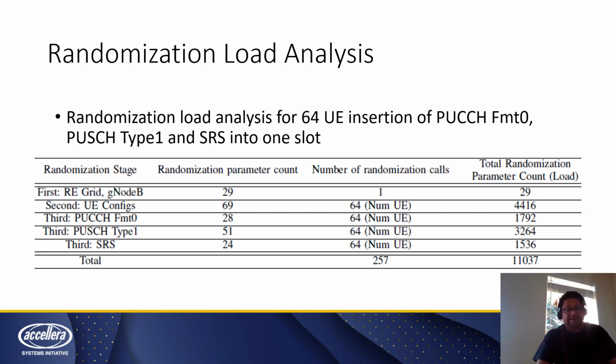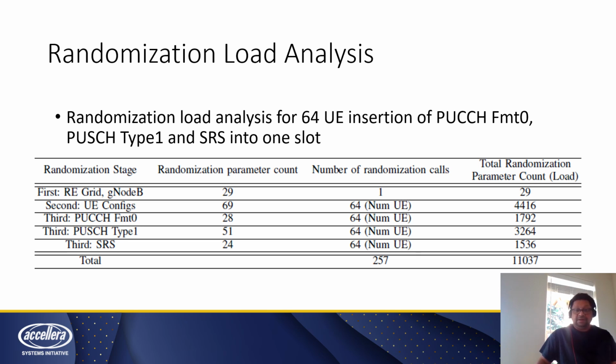And here is an interesting analysis, randomization load analysis. Randomization load analysis for a 64 UE insertion of one type of PUCCH and one type of PUSCH and SRS into one slot. If you see, the number of parameters defined just to insert the first stage of randomization is about 30 parameters, and the second stage, all the UE configs, is about 69 per user, and each PUCCH format 0 would take about 30 parameters and about 50 parameters for PUSCH and about 24 for every SRS for every user. All of this is per user.